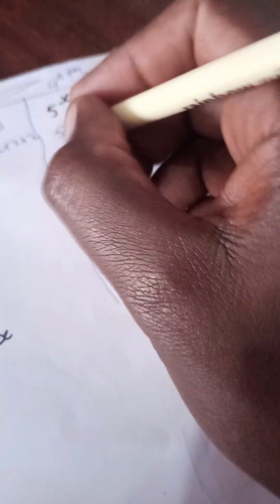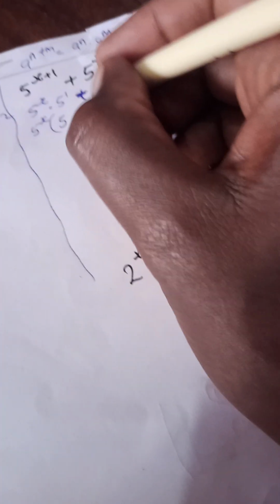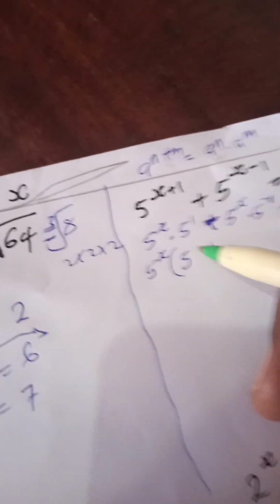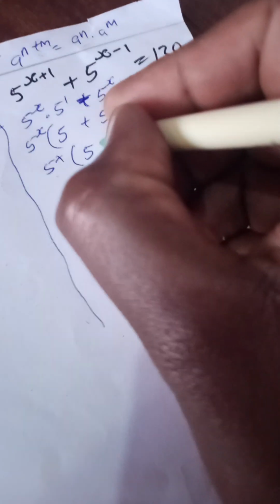So factor out the common, which is 5 raised to x, into bracket. If you divide this one by this, you get 5 plus 5 raised to negative 1 is equal to 130. This is the same as 5 raised to x into bracket 5 plus 1 over 5. Remember, I've said 5 raised to the power negative 1 is the same as its reciprocal. So its reciprocal is 1 over 5. So it is equal to 130.